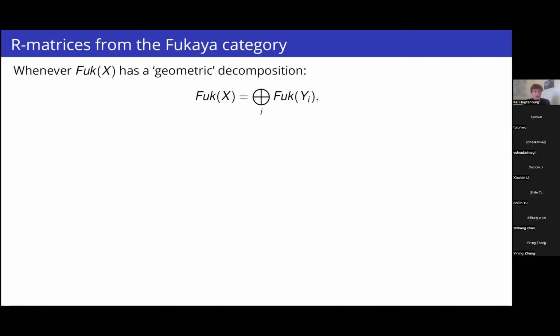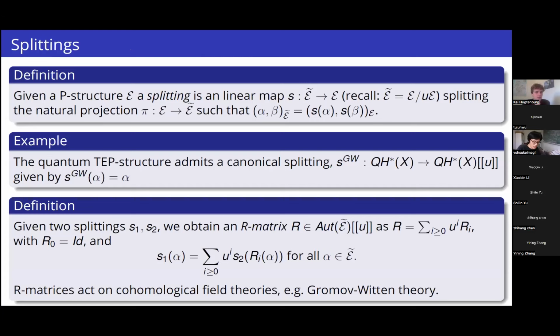And what happens in that case is that the TEP structure associated to the Fukaya category, sorry. Can I go back to the definition? Last page, can I go back to the definition of a splitting?